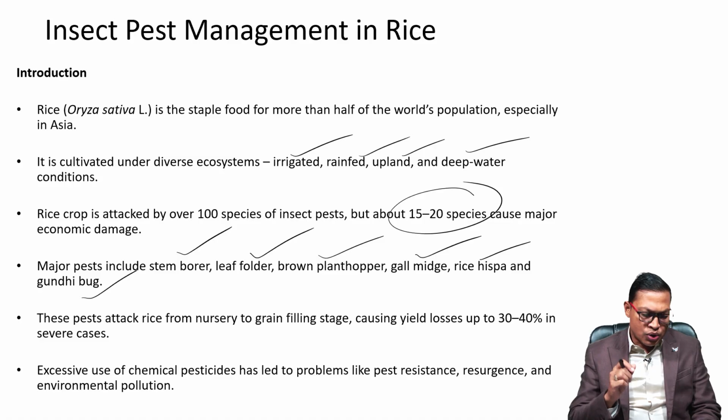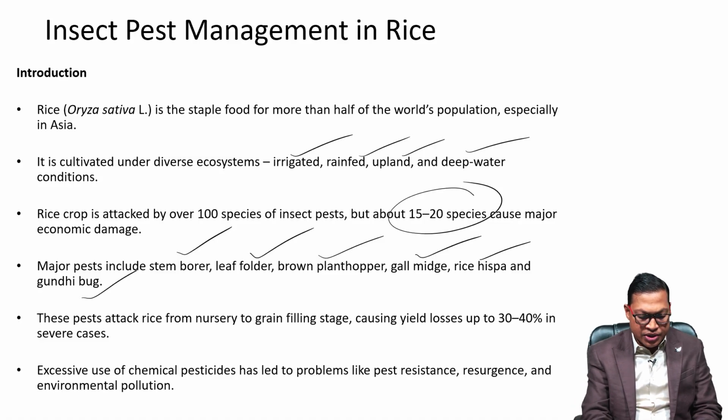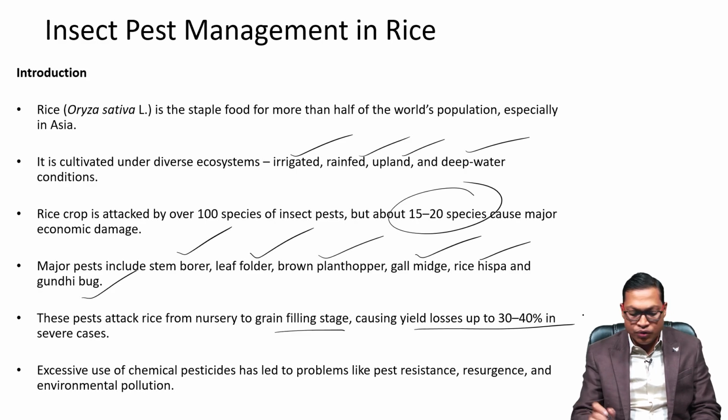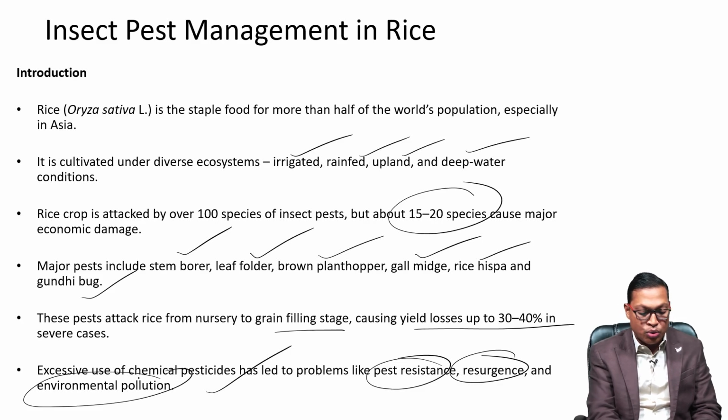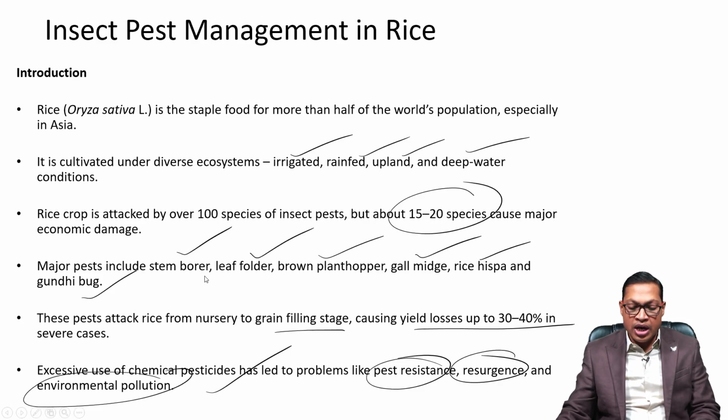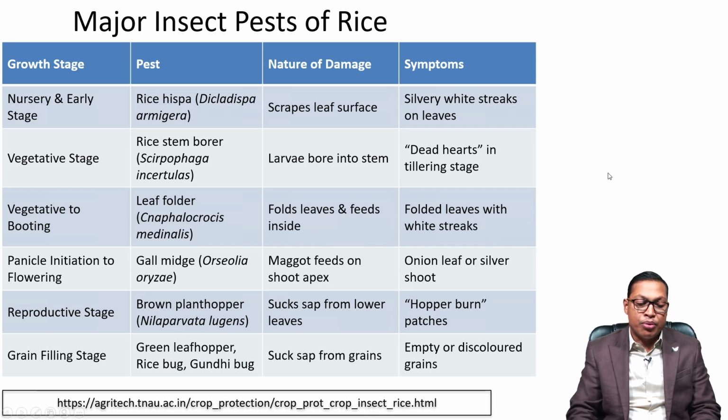So, these are the very important pests of the rice crop we have to manage, otherwise there will be a drastic reduction in the yield of the rice crop. These pests attack rice from nursery to grain filling stage, causing yield loss up to 30 to 40% in severe cases. The excessive use of chemical pesticides has led to different problems like pest resistance, resurgence and environmental pollution. So, we will go for the integrated pest management approach.